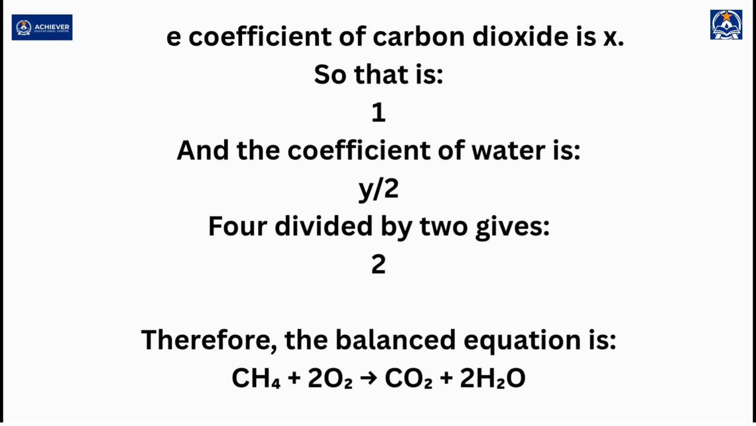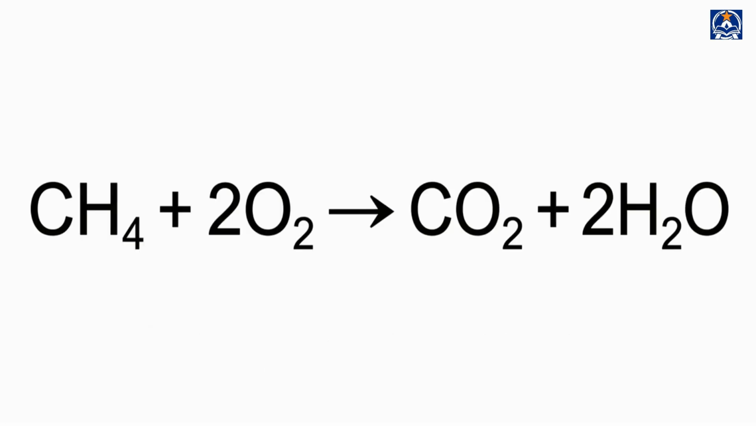Let's quickly verify it. Carbon, 1 on the left, 1 on the right. Hydrogen, 4 on the left, 4 on the right. Oxygen, 4 on the left, 4 on the right. Perfect. So the equation is balanced.